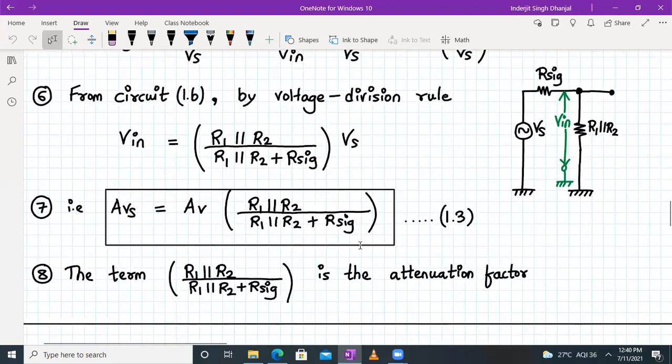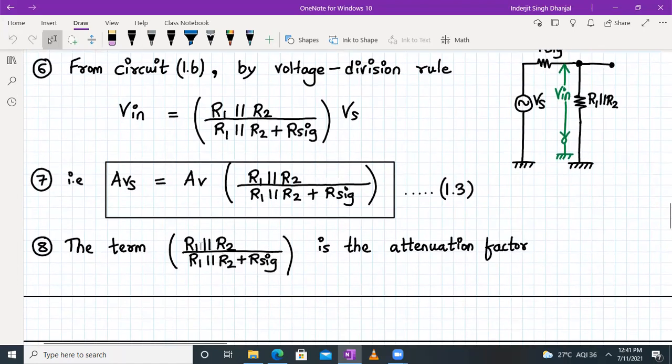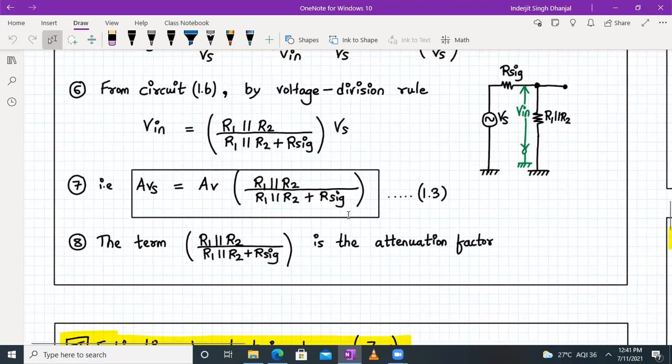So your AVS, the overall voltage gain formula, will be given by AV times R1 parallel to R2 divided by R1 parallel to R2 plus R6, which we call equation number 1.3. So this is the overall small signal voltage gain for the common source amplifier, including the source resistance. Now over here, we can see the term R1 parallel to R2 divided by R1 parallel to R2 plus R6. It's an attenuation factor. So basically this factor will reduce the gain slightly. Okay, so that is what we have to keep in mind.